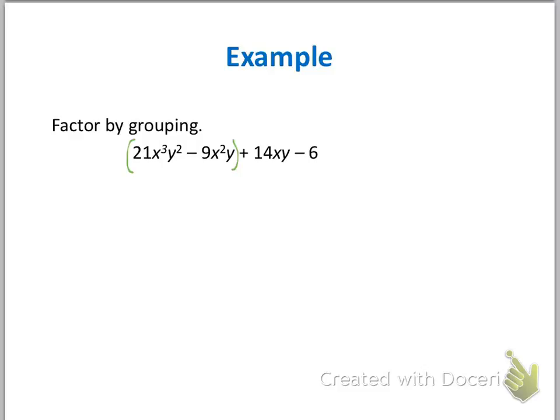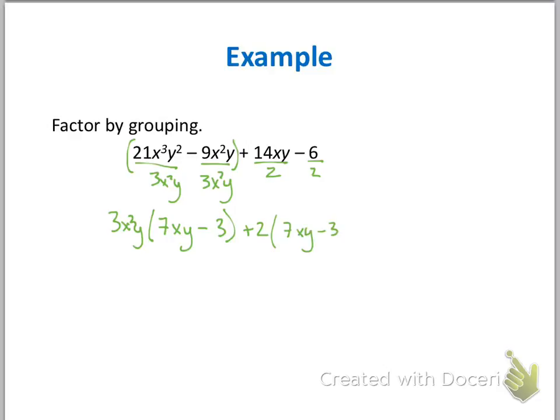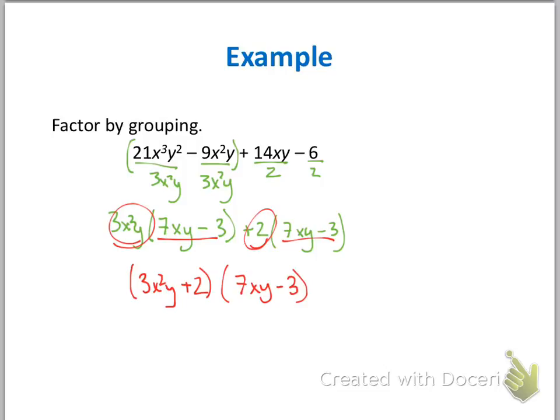Common factor, I could divide by 3x squared y. So I'm left with 7xy minus 3. I can divide by 2. And again, you'll notice I have the same thing in parentheses, so I smash together 3x squared y plus 2 times 7xy minus 3. Final answer.